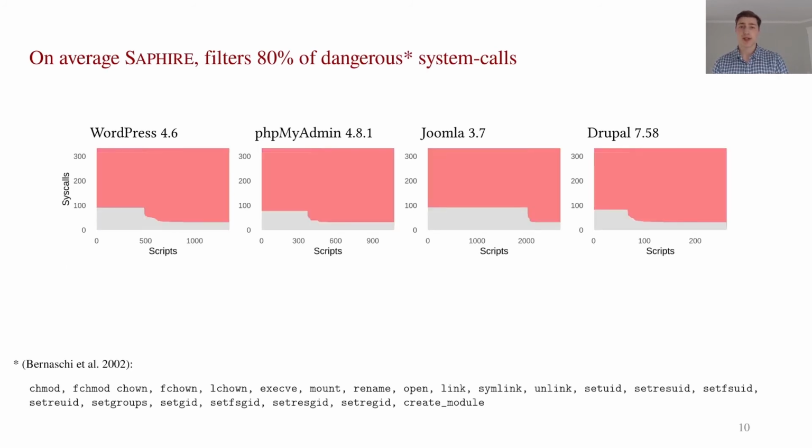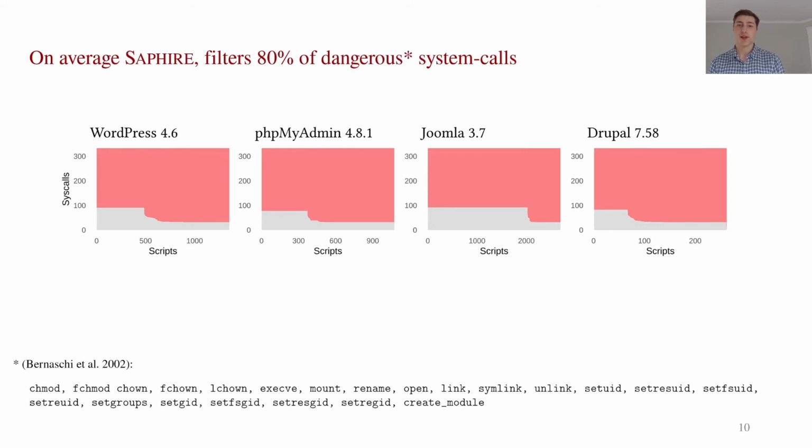Since there are hundreds of syscalls, and it's often not clear what security risks are associated with each of them, we also looked at the set of well-known dangerous syscalls, as defined in Bernaschi et al. These syscalls range from ones used to open files to ones used to run executables and mount disks. We found that among the set of dangerous system calls, Saphire also blocks 80%.